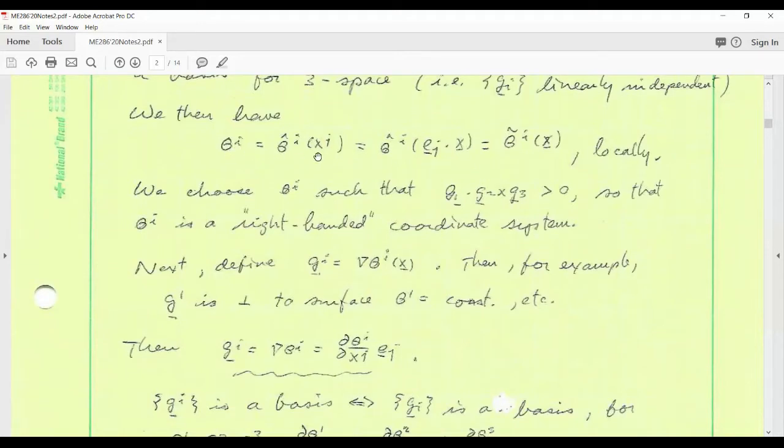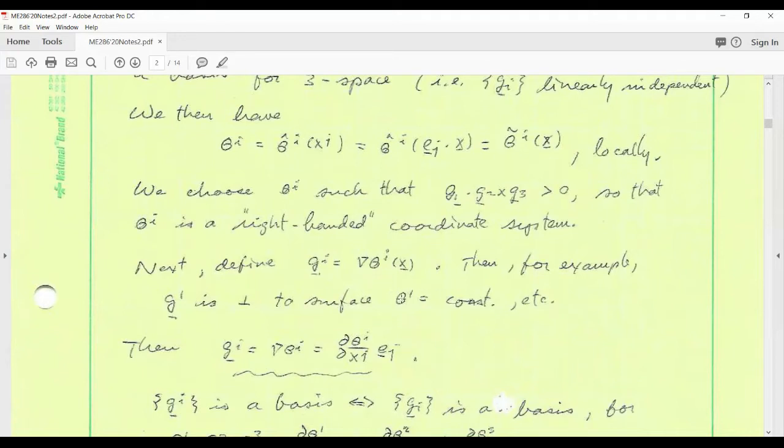Having found that the thetas can be written, at least locally, as a function of position, we can take the gradient of these functions with respect to position x. So let's take the gradient of θ^i with respect to x. When we do that, we get three vectors. We'll call them G^i, in contrast to the G_i's that we had previously. For example, G^1 is perpendicular to the surface on which θ^1 equals a constant. If you set θ^1 constant and allow θ^2 and θ^3 to vary, then you have a surface parameterized by the coordinates θ^2 and θ^3.